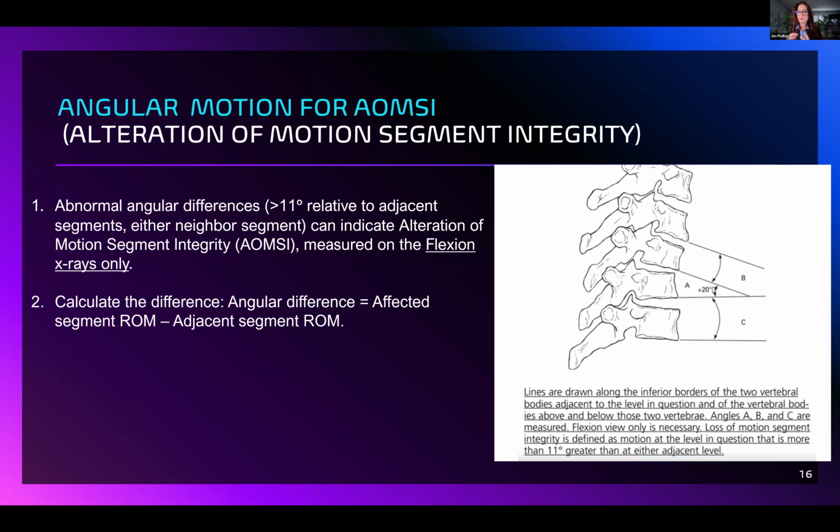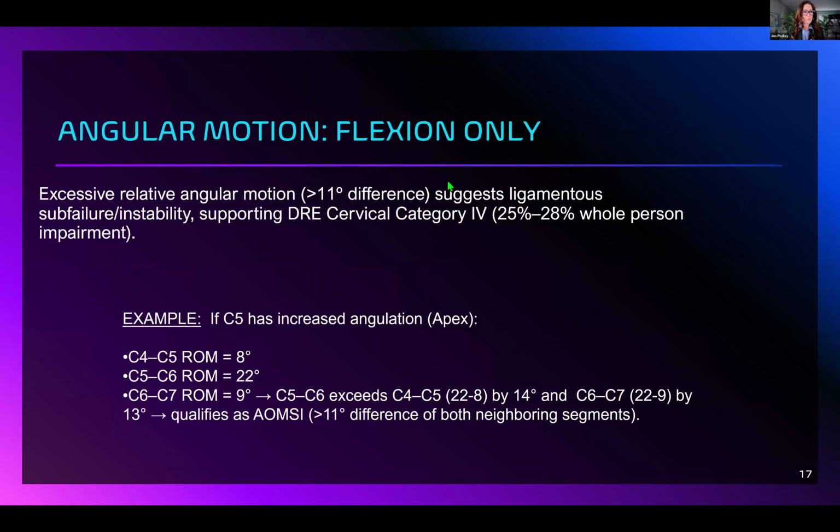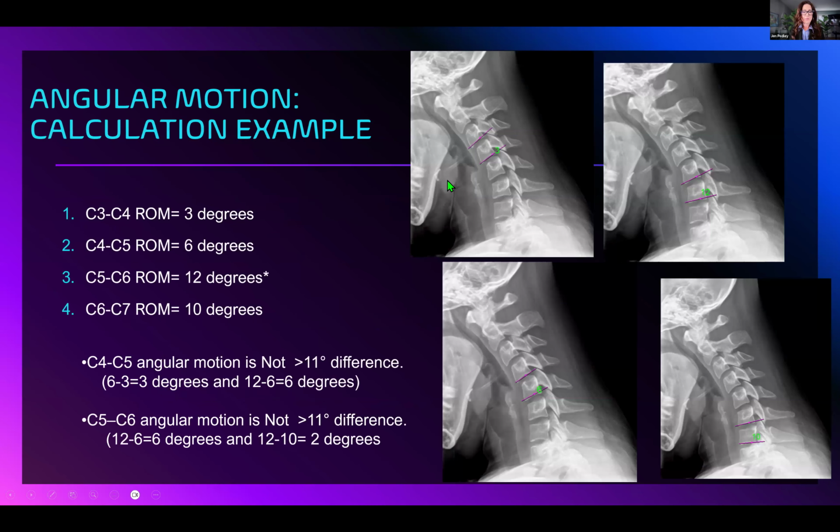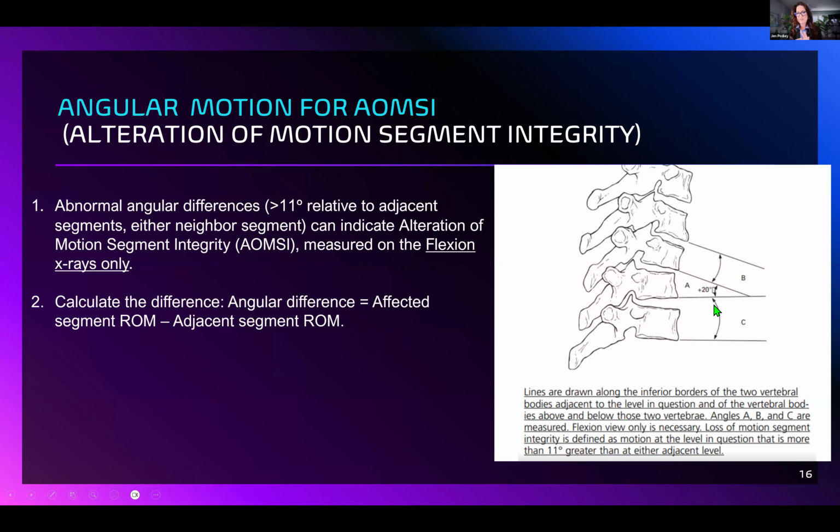So if one segment below it is normal and the other one above the one that we're questioning is abnormal, that is still instability. It doesn't have to be both segments above and below the area. I know it's kind of hard to talk about, but I will show you an example. So I'm gonna come back to this in a second. Sorry, let me go to this diagram.